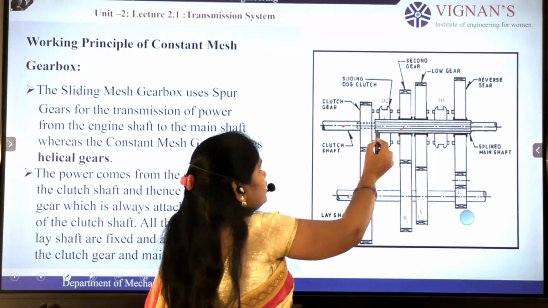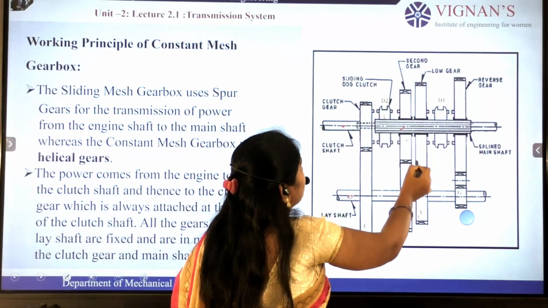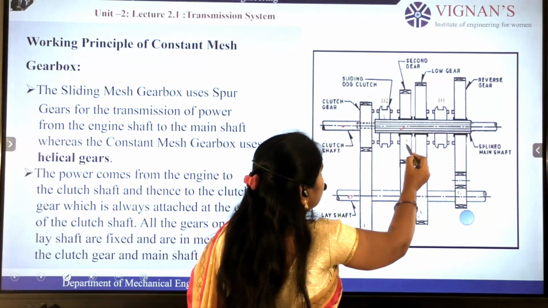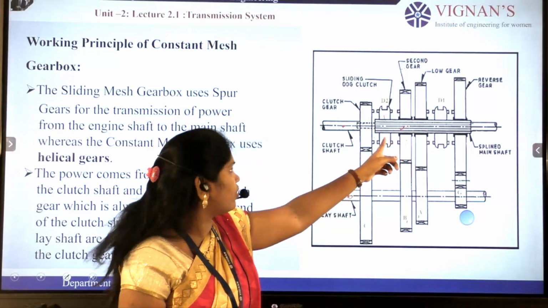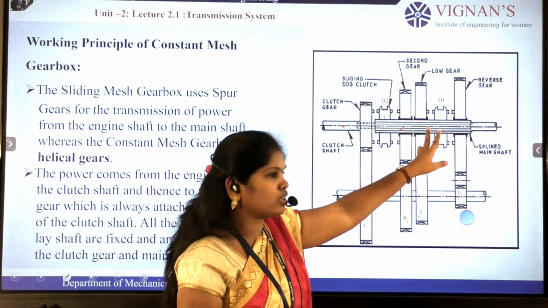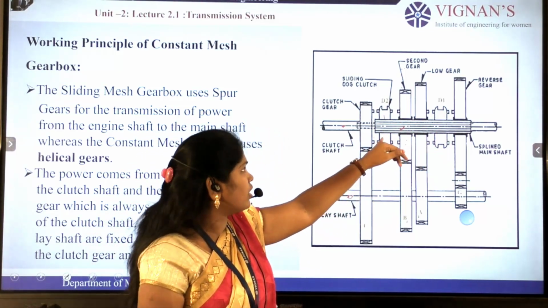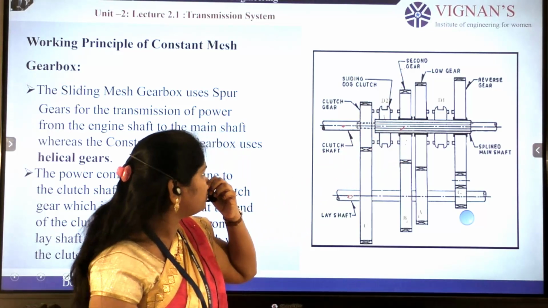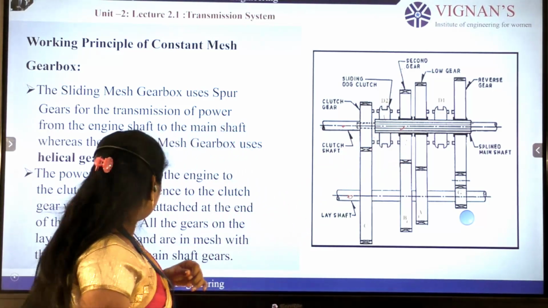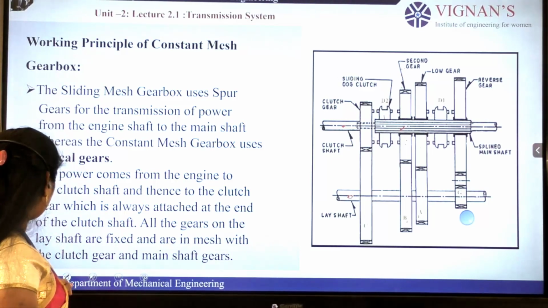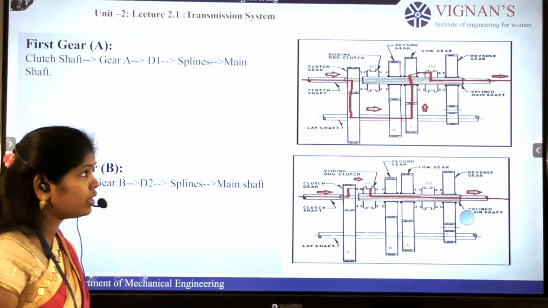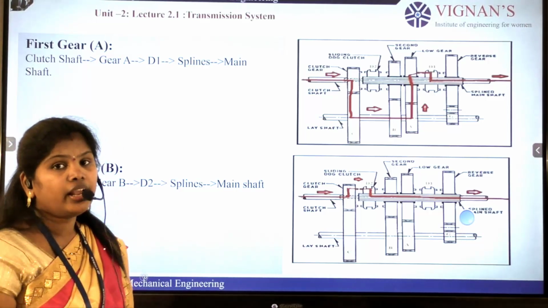Okay, so next, the second gear, lower gear and reverse gear, these 3 gears are placed on the main shaft, and 2 dog clutches are also attached to the main shaft. How will the gears apply in the constant mesh gearbox? Here we are using helical gears. In a constant mesh gearbox, we are using helical gears.